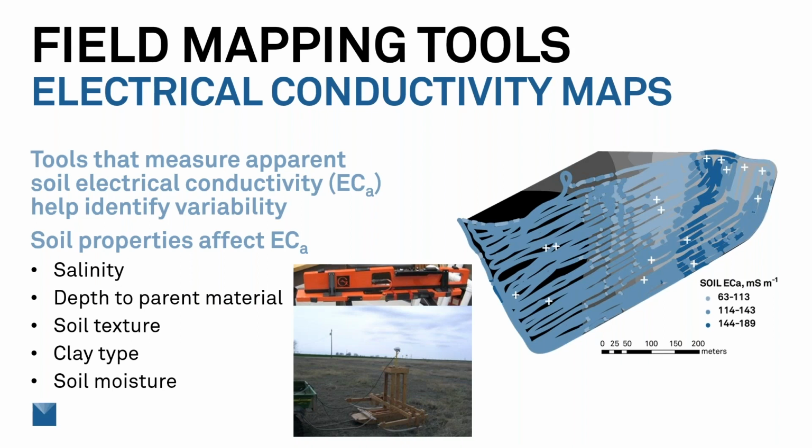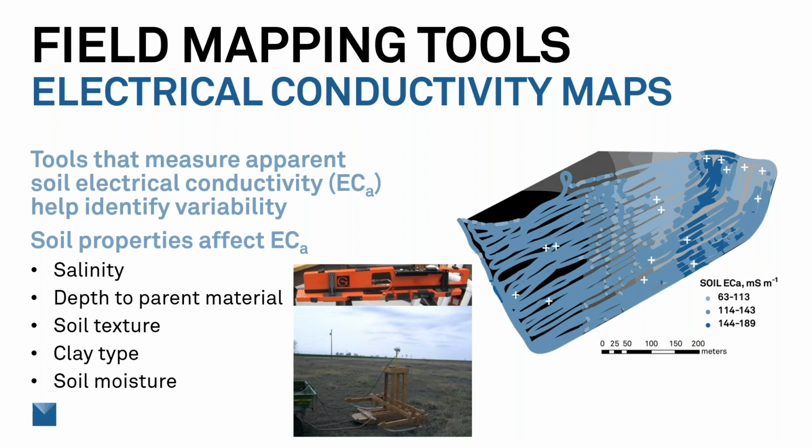So here you have an example of this same field that we were referring to with the elevation map. Now we've overlaid our EC map as well to help characterize these zones of variability. When looking at apparent electrical conductivity, there are several factors that can impact this measurement. Some of the main factors are salinity, changes in depth of parent material, and soil texture. Clay type can also have an impact, and then of course the soil moisture at the time of the measurement also has an impact on this property. So typically it does require a little further investigation to understand where this variability is coming from.